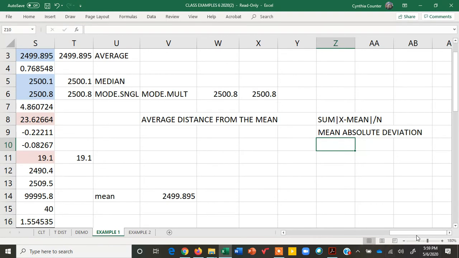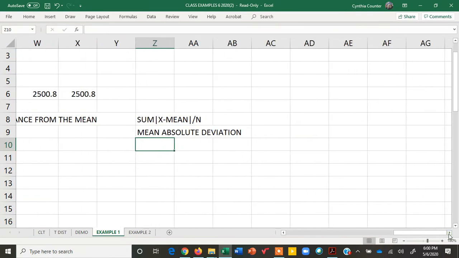If you remember the graph of the absolute value function, f of x equals absolute value of x. For x values that are negative, the absolute value is positive. For x values that are positive, the absolute value is positive, right? The outputs are always positive. That's the whole point of taking the absolute value of x minus the mean: to make it always positive.